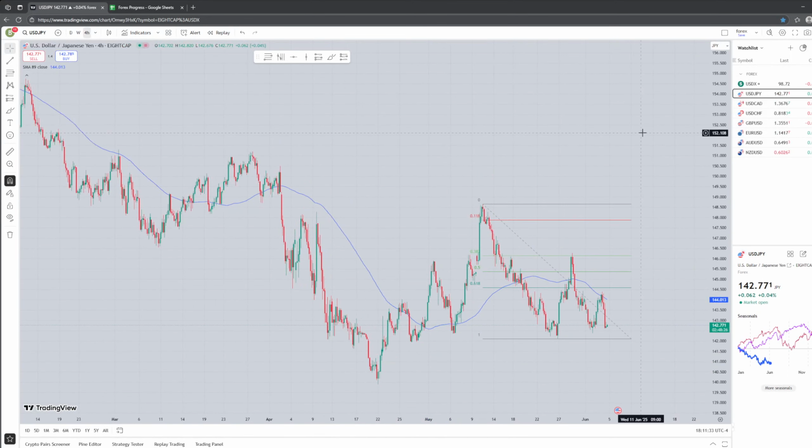Okay, now let's analyze the USD Japanese yen here. So here we have the nice down leg. Then after that, the market seems to be retracing, and if the market retraces once again into the 50% zone here, that would be a really good opportunity to sell USD Japanese yen. Until that, we're going to wait.